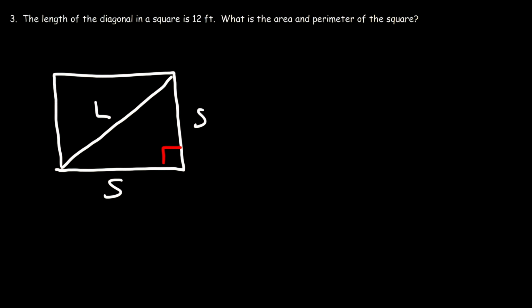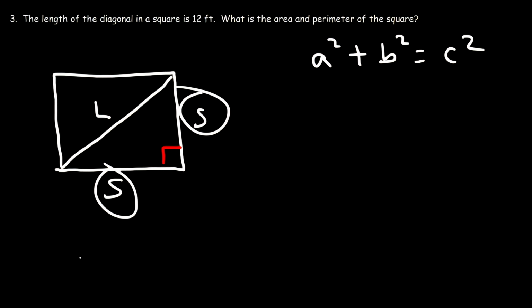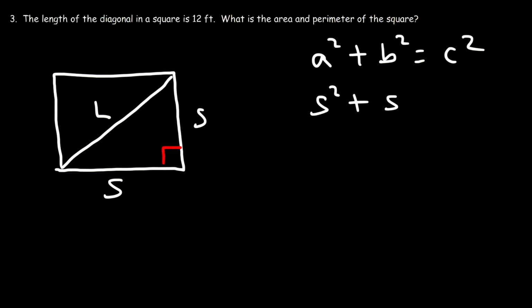Notice that this forms a right triangle. And so we could use the Pythagorean theorem, a squared plus b squared equals c squared, where c is the hypotenuse. A and b, they're both equal to s. So we have s squared plus s squared is equal to L squared. And so 1s squared plus 1s squared is 2s squared.